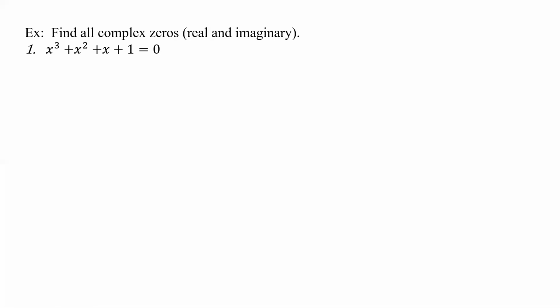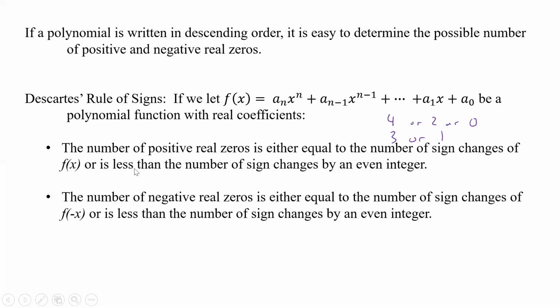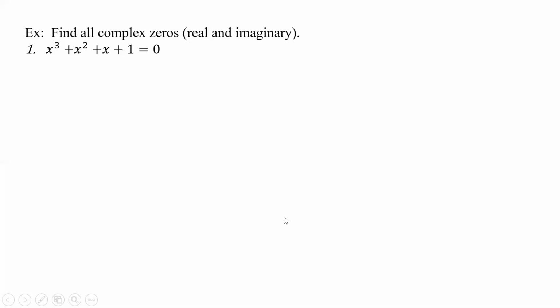All right, so what we need to do now is find all complex zeros, real and imaginary. So this is kind of pulling in everything that we've done up to this point. What we want to do is look at f of x and see how many sign changes there are. And then we're also going to look at f of negative x and see the sign changes. So let's do f of negative x here.